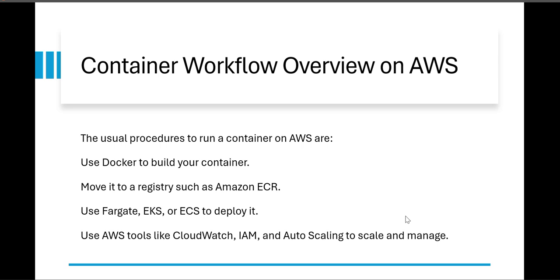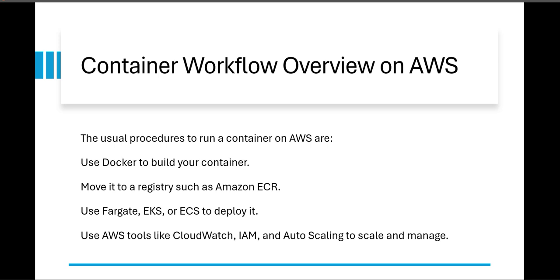First is the containers workflow overview on AWS. As usual, the procedure to run your containers on AWS is to use Docker to build your container, move it to a registry such as Amazon ECR, use Fargate, EKS, or ECS to deploy it, and use AWS tools like CloudWatch, IAM, and auto scaling to scale and manage.